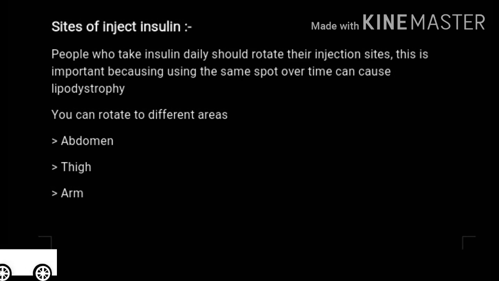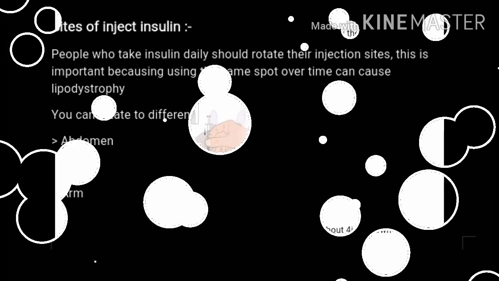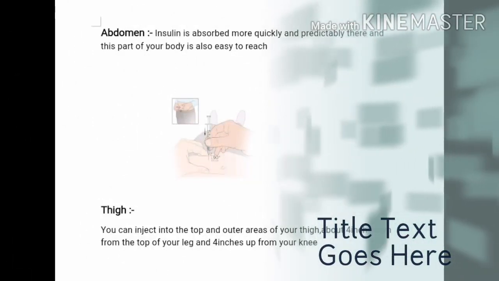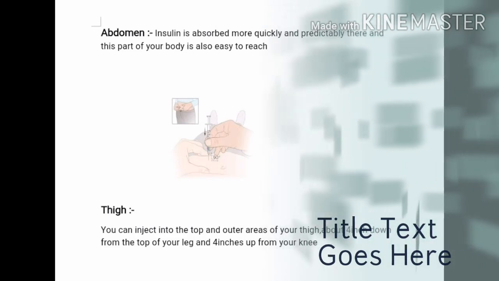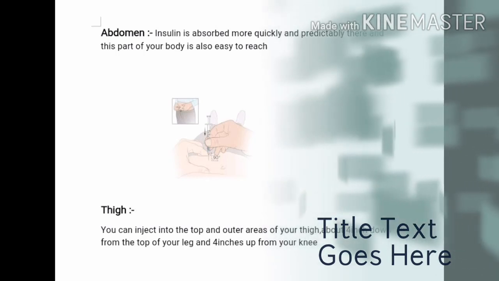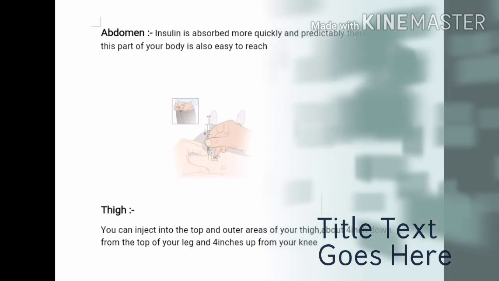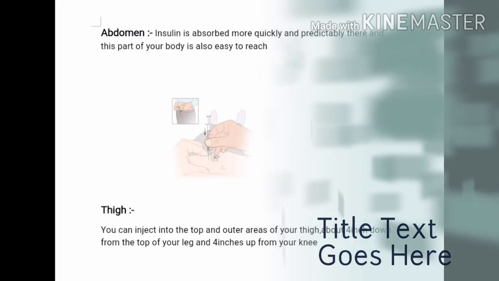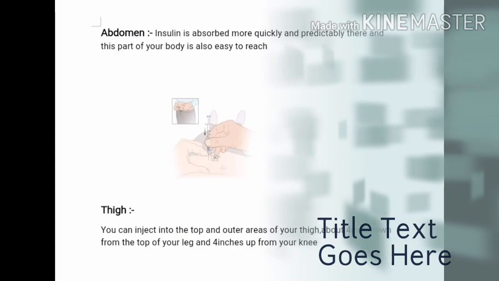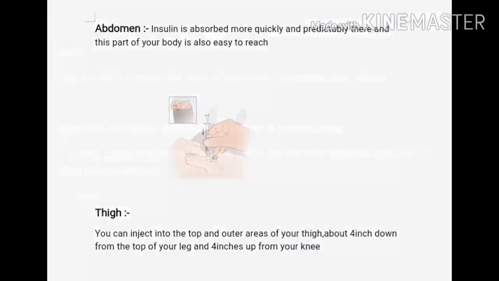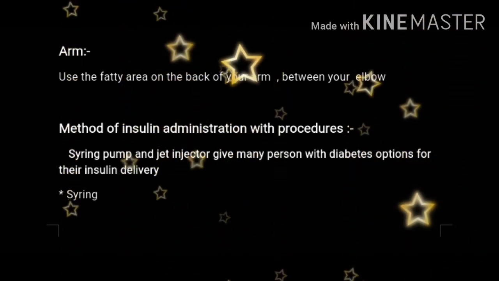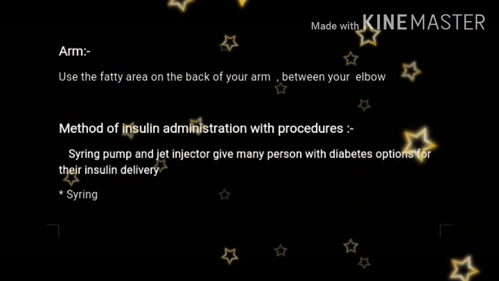Sites of insulin: first abdomen, then thigh, then arm. First, abdomen. Insulin is absorbed more quickly and predictably there, and this part of your body is also easy to reach. Second, thigh. You can inject into the top and outer area of your thigh, about 4 inches down from the top of your leg and 4 inches up from your knee. Third, arm. Use the fatty area on the back of your arm between your elbow.